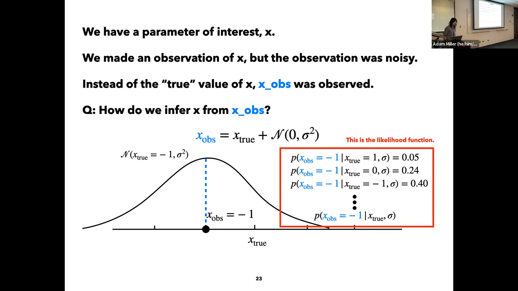And you already learned from your problem session earlier how to calculate this probability. It's just one line of code in Python. For example, if our x true is a grid, like minus 5 to 5, with 100 evenly spaced data points, then we can evaluate the normal distribution probability density function of x observed, centered at x true, with a known variance. Does this example make sense?